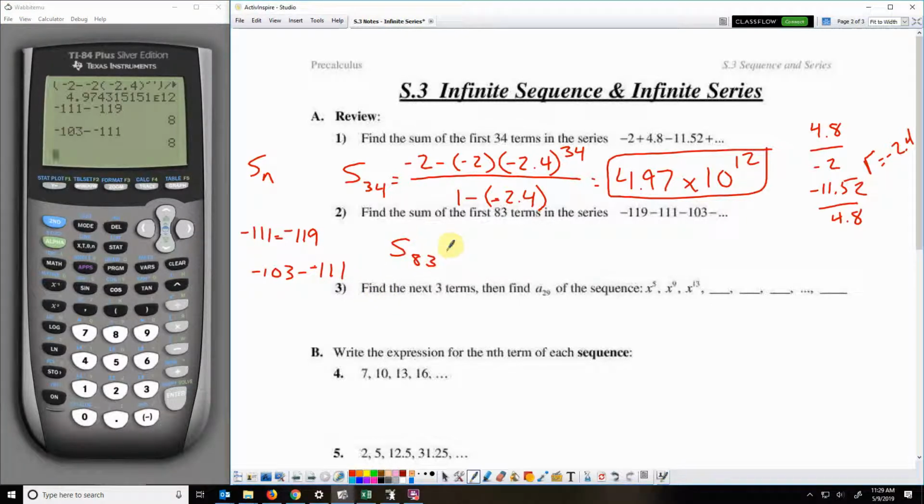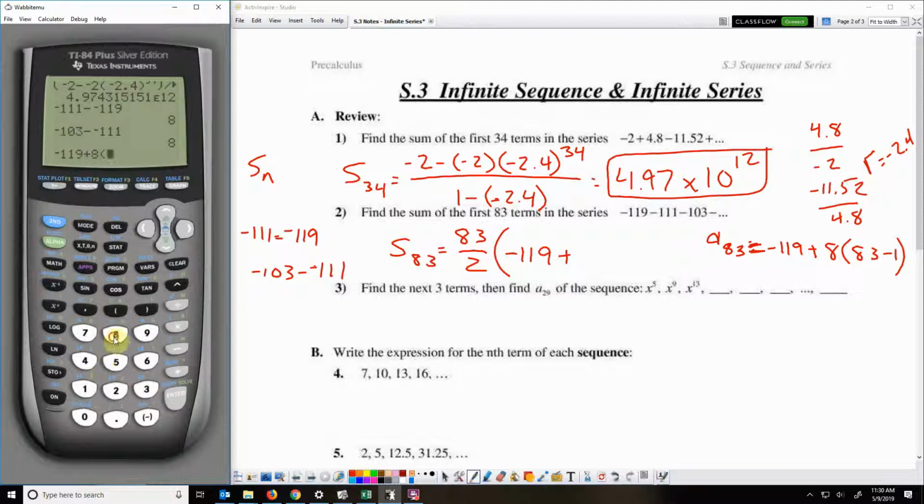So the sum of the first 83 terms is n over 2 times the first term plus the last term, which will be term number 83. So I actually have to find term 83, and that is found by doing the first term plus the common difference times n minus 1, so that's 83 minus 1. So 537 goes here.